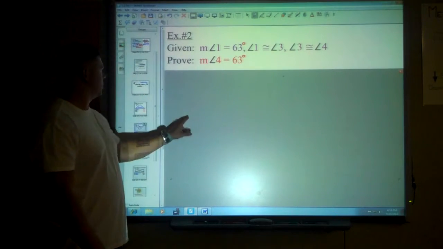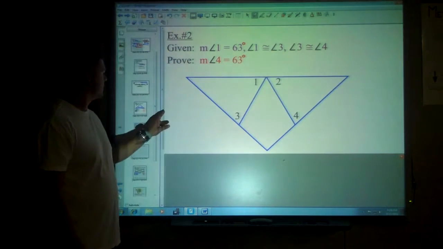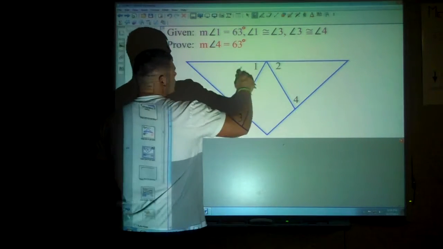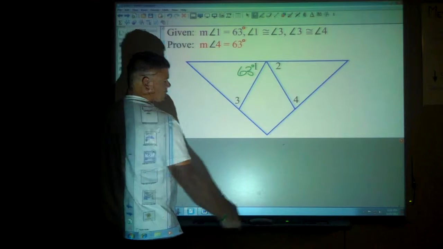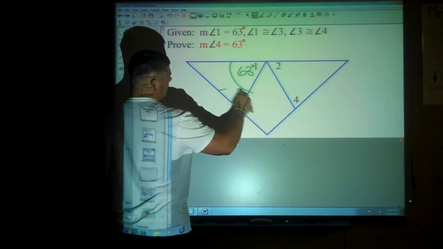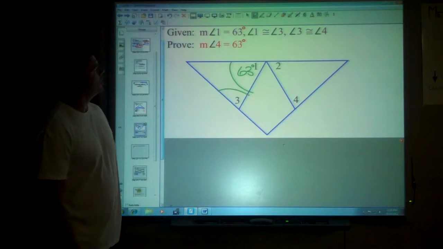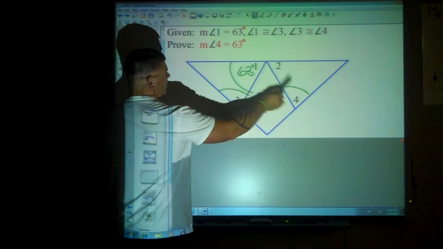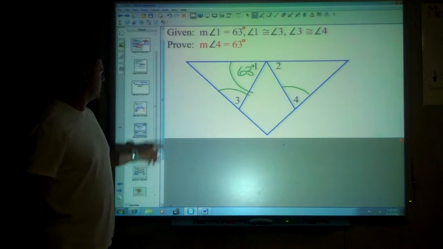But we need to be able to look at it in terms of the diagram. So we know that angle 1 is 63 degrees. We also know that angle 1 and angle 3 are the same, so they have the same arc. And we know that 3 is the same as 4. And we're trying to prove that that is the same as 63 degrees right there.